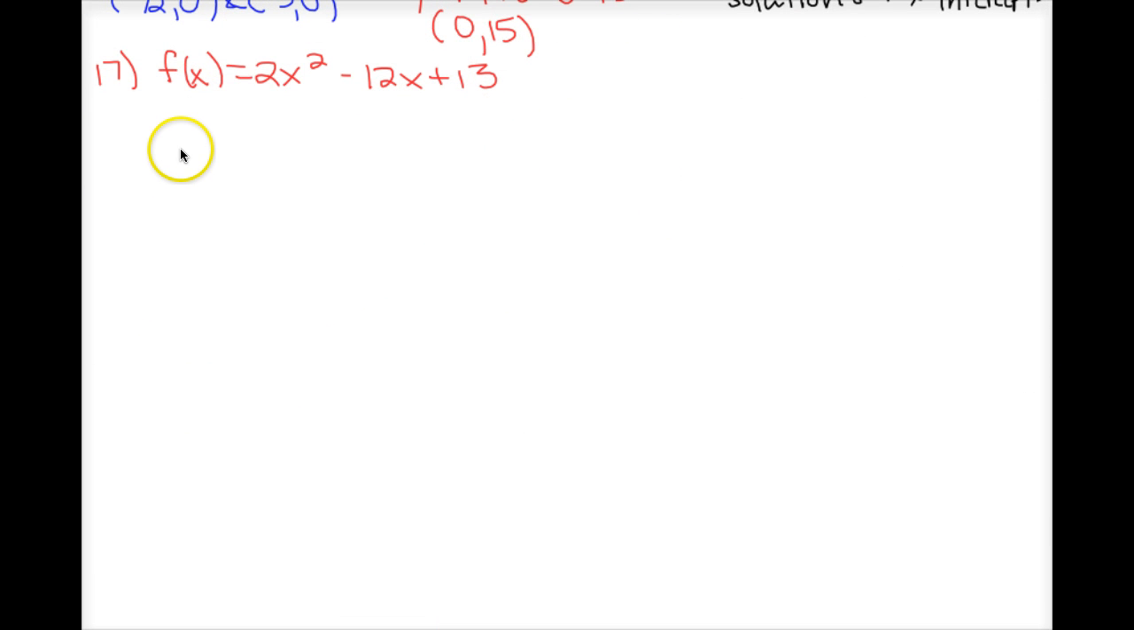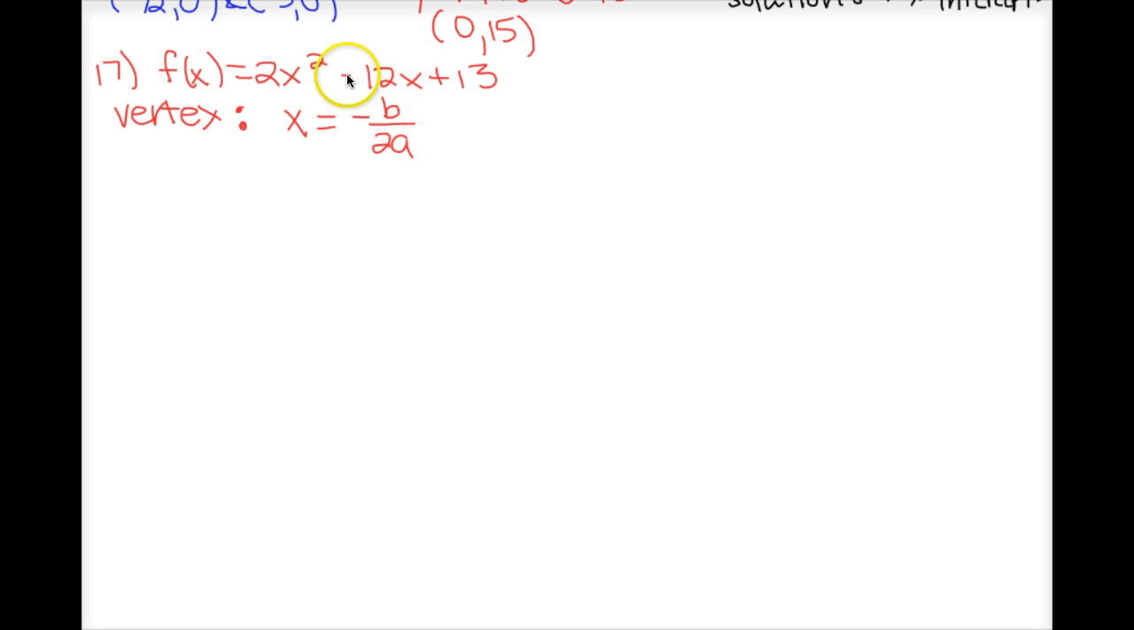So the key features I need to find: vertex, y-intercept, x-intercept, axis of symmetry, and then determining if it has a minimum or maximum and what that min or max is. So I'm going to do the vertex first. Vertex, you find the x-coordinate by doing opposite of b over 2a. This is what you have to do in number 6. Same thing that I'm doing for the vertex here.